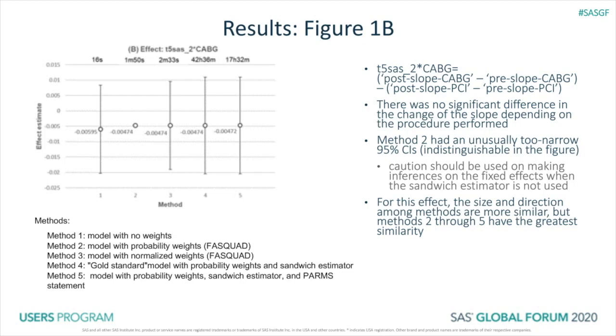One thing, though, that I want to point out here is that this method 2, the one where we only use the fast swap option and we do not use any sandwich estimator or anything else, has too narrow confidence intervals. This is very important to highlight because this emphasizes what I mentioned before, that when we're using just the fast swap option, we need to be careful in the interpretation of the inference of the effect that we obtain, because we might think that it has a very narrow confidence interval when in fact that's not the case.